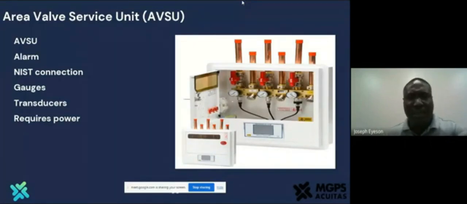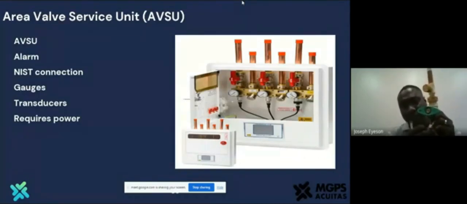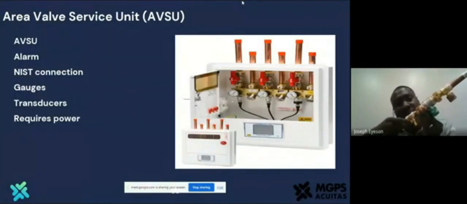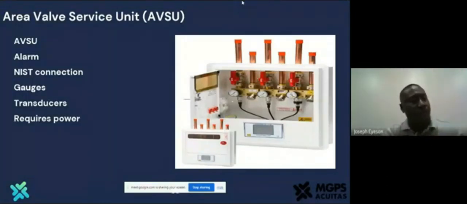Also, most AVSUs come with alarm panels. They come with NIST connections and gauges, so it is very important to know AVSUs. This is a valve with a NIST system, if you can see. This is what we call the NIST. For oxygen, it's like this. This is an oxygen valve, and this is a NIST connection. As you can see, they normally write it on it. Most NIST connections are there for a purpose.